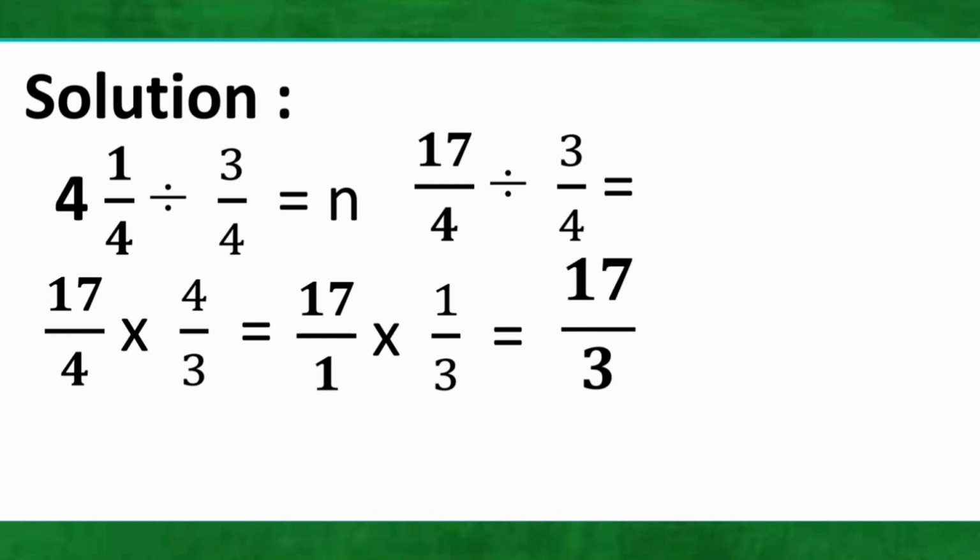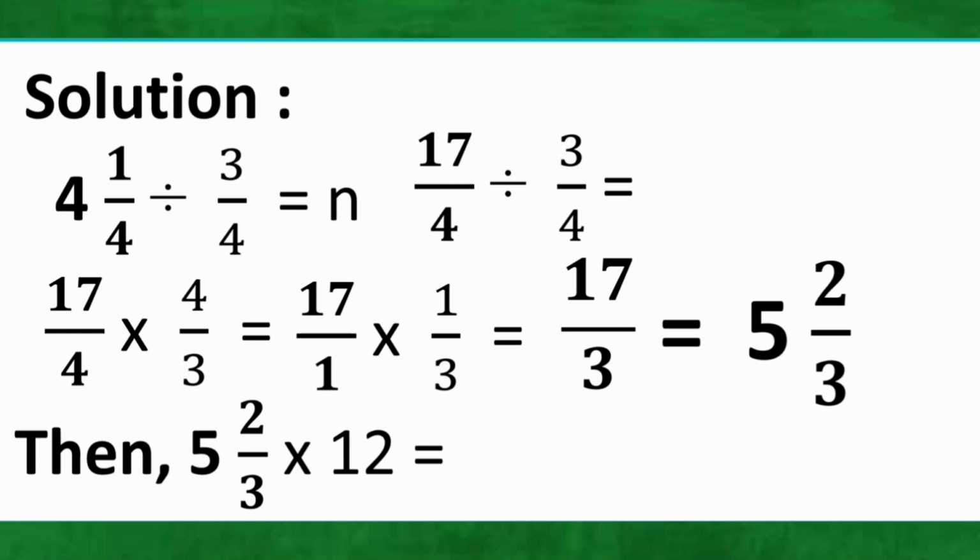Here, we can cancel 4 and 4. Their GCF is 4, so when we divide both numbers by 4, the answer is 1. So we have 17 over 1 times 1 over 3. Then multiply. 17 times 1 is 17. 1 times 3 is equal to 3. Our answer is an improper fraction, so change it into a mixed number. 17 divided by 3 is equal to 5 and 2/3.